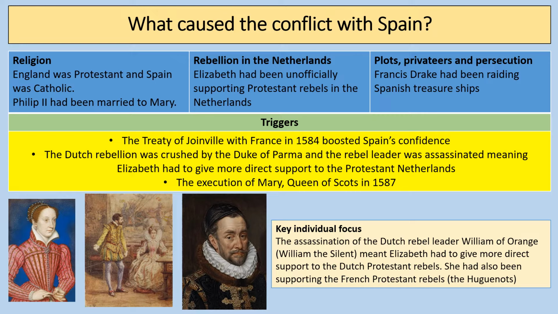The Dutch rebellion being crushed by the Duke of Parma and the rebel leader, William of Orange, being assassinated meant that Elizabeth had to give more direct support to the Protestant Netherlands, putting England and Spain more in conflict with each other. And then obviously the execution of Mary, Queen of Scots as well. There's just a picture there of the Dutch rebel leader, William of Orange, sometimes known as William the Silent, because he tended to remain silent on different issues.